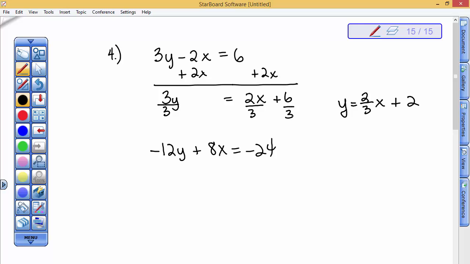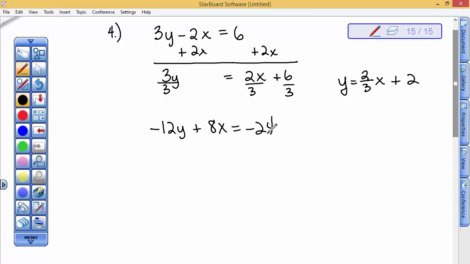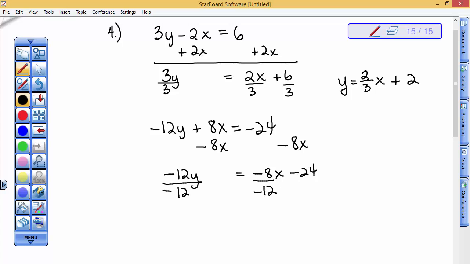I'm going to get this next equation. I'm going to get y alone, so I'm going to subtract 8x from both sides. On the left, I'll have -12y equals, I'll put the -8x first and then the -24. And then I'm going to divide both sides by -12 to get y alone. And I'll have y equals, a negative divided by a negative is positive, 8 divided by 12 is reduced to 2 over 3. Here, a negative divided by a negative is a positive 2.